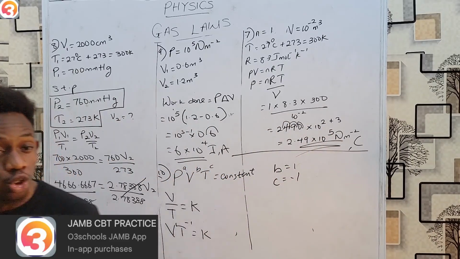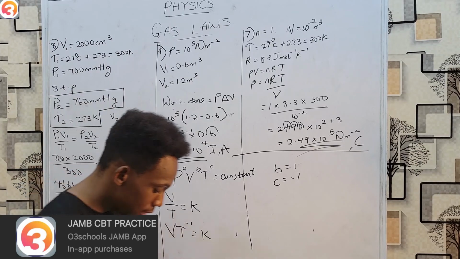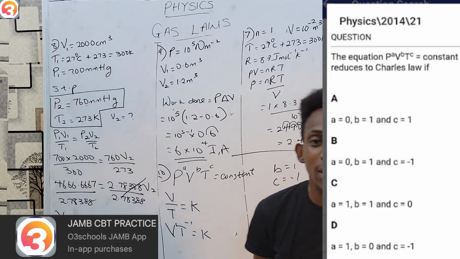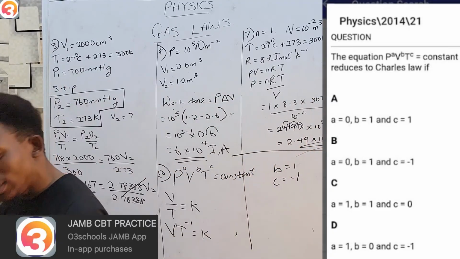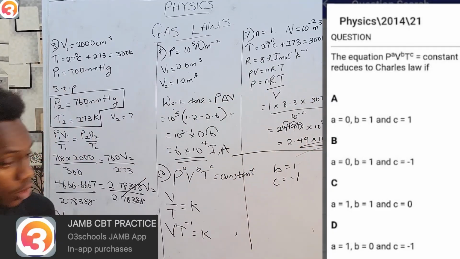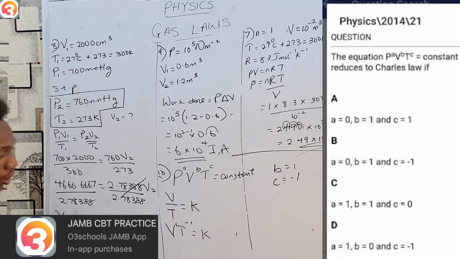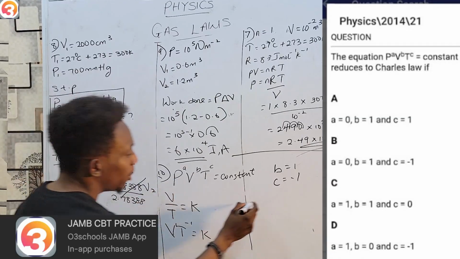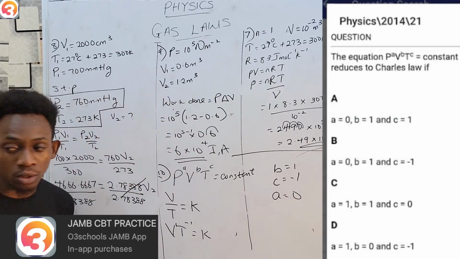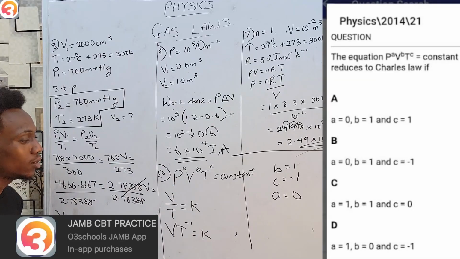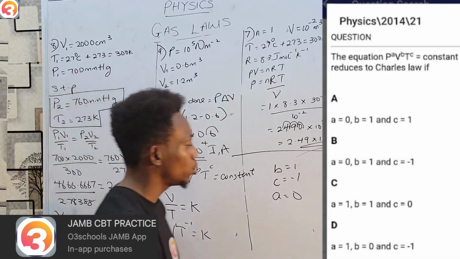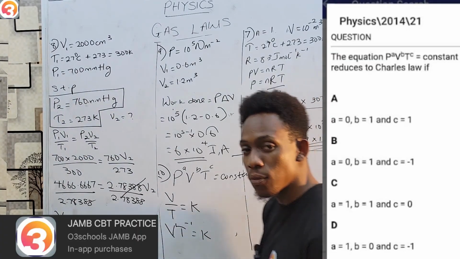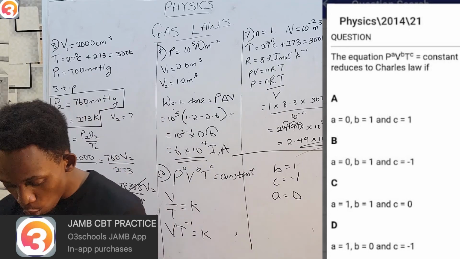So even if you don't know how to finish solving, as long as you know B is 1 and C is minus 1, your answer must be option B, because that is the only one that has B as 1 and C as minus 1. But then, how do you get your A? You should simply remember, is there pressure in Charles' law at all? No. How can I make this pressure go away? By making it go to the power of 0, because then to the power 0 becomes 1. So you see, my answer is A is 0, B is 1, and C is minus 1, which is our answer for Charles' law, and that is option B.